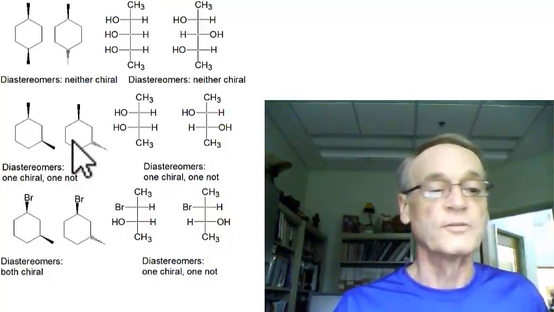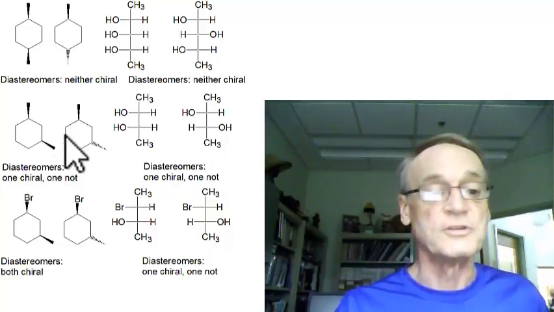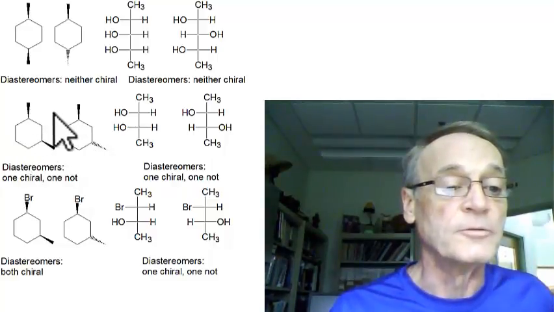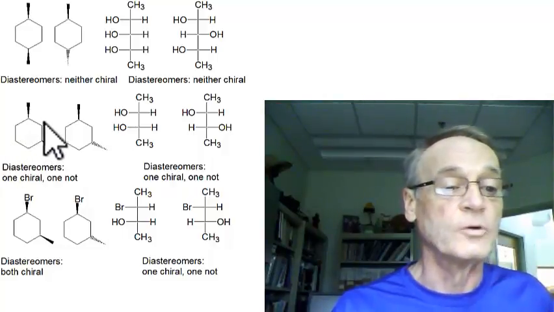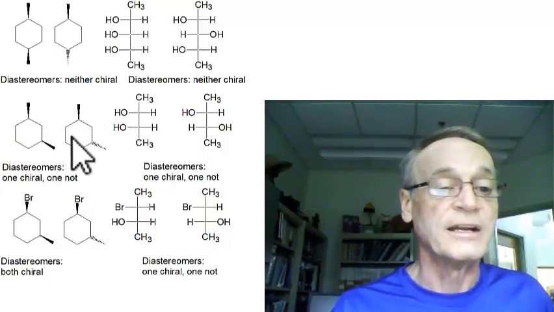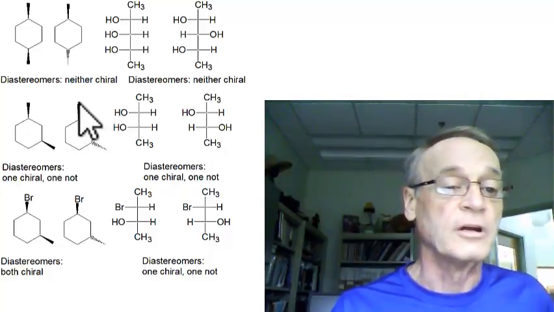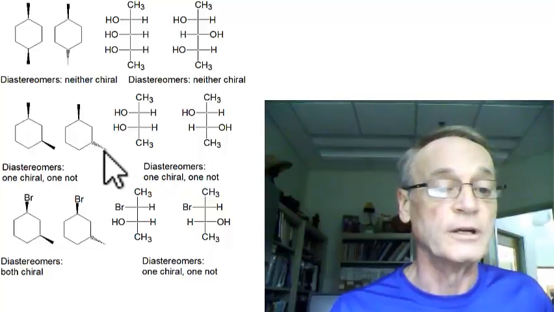And we learned in a previous video that cis-trans isomers are always diastereomers, and these are no exception. They are. But notice that this one has a plane of symmetry right through here, and therefore this is achiral, whereas this does not have that plane of symmetry. If this were a plane of symmetry in this molecule, that methyl up would have to reflect into a methyl up over here, and it doesn't.